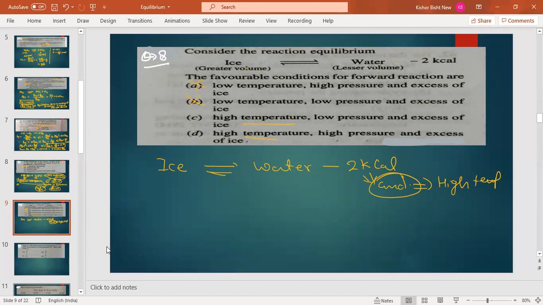Okay? Next thing, either C is the correct answer or D. Here you see the greater volume changes into the lesser volume. So it means pressure is also high. So the answer is D. Correct. Come to the next question.